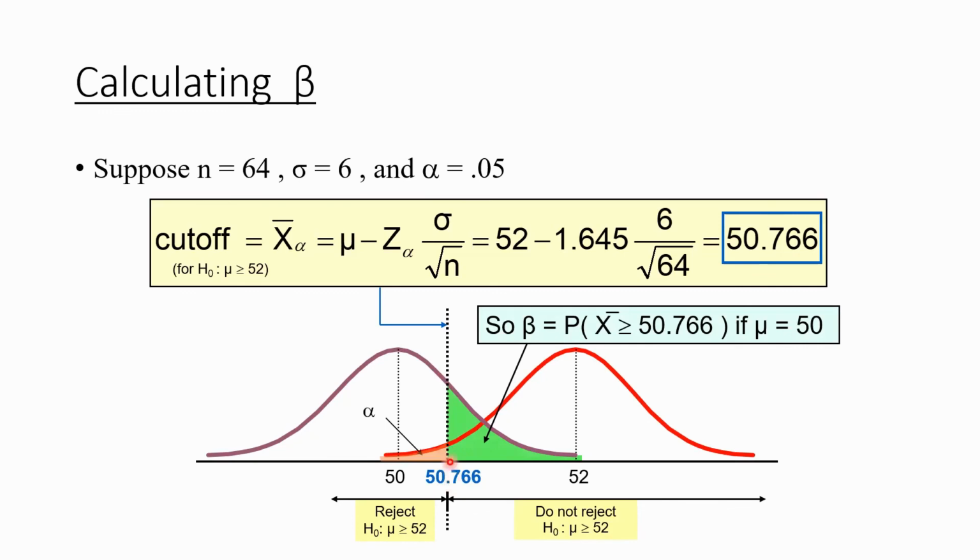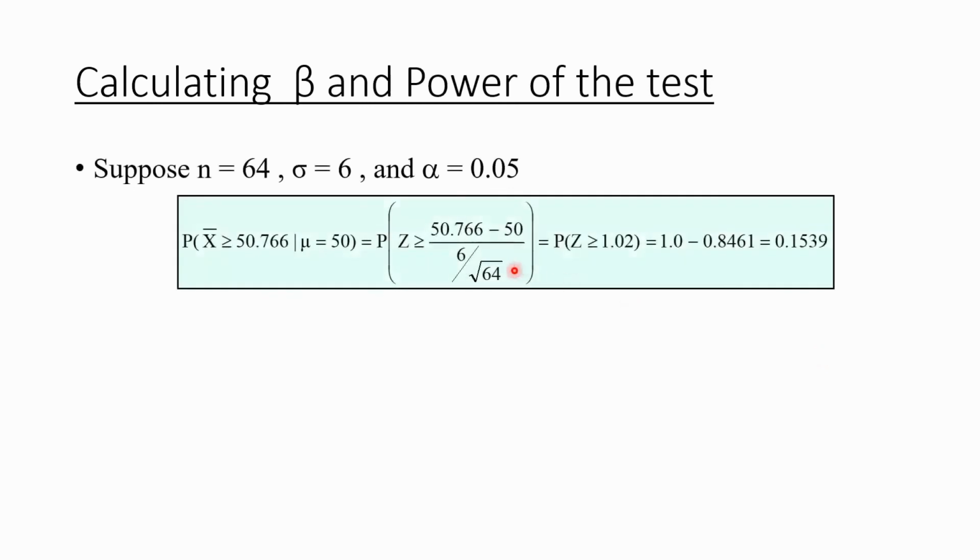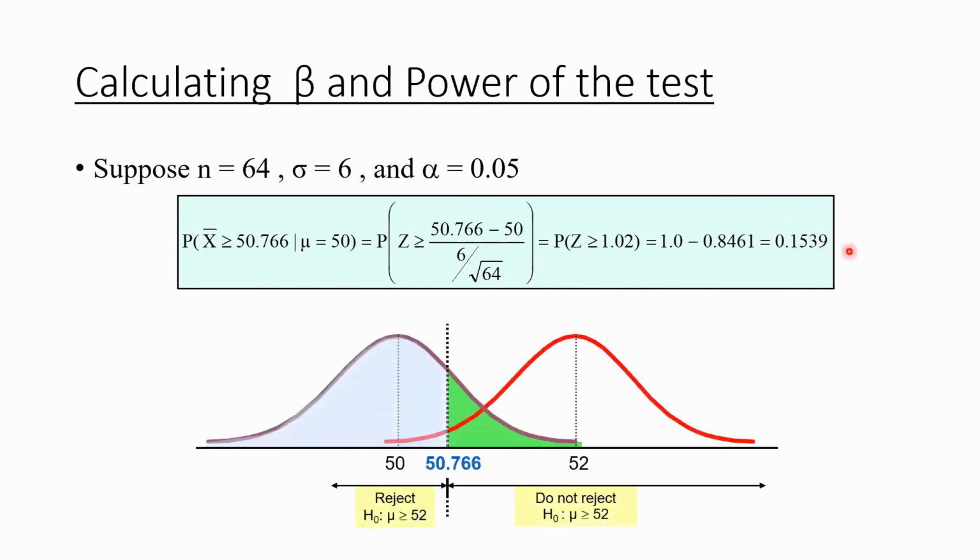So how do you calculate beta? It is the probability of this x bar greater than 50.766 if mu is 50. So how do we calculate that? We look at the Z distribution and you use your Z statistic. So you know that the cutoff mark is 50.766 minus your population mean 50 divided by your sigma, which is 6, divided by square root of your sample size. So the probability value you would get is 0.1539. So the green shaded area is 0.1539.